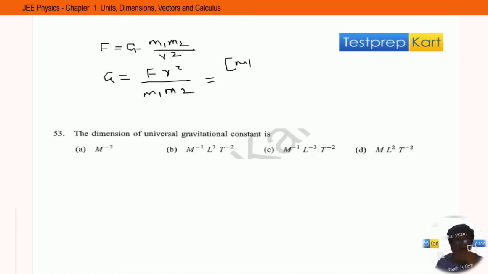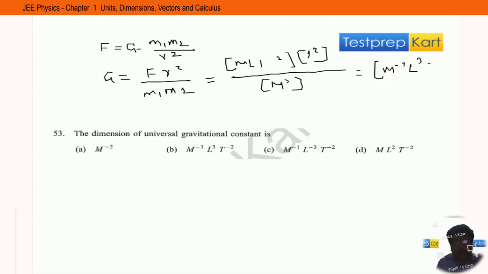Dimensional formula of Rm is M0 L T to the power negative 1. Dimensional formula of the universal gravitational constant. We know that F equals G m1 m2 over R square. So G should be F R square over m1 m2. What is F? That is M L T to the power negative 2. R square means L square and m1 m2 is M square. So it becomes M to the power negative 1, L cube and T to the power negative 2. B is the correct answer.